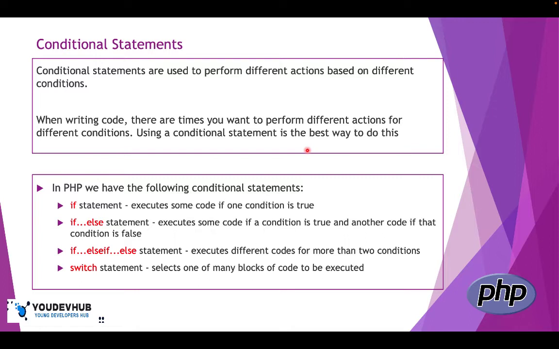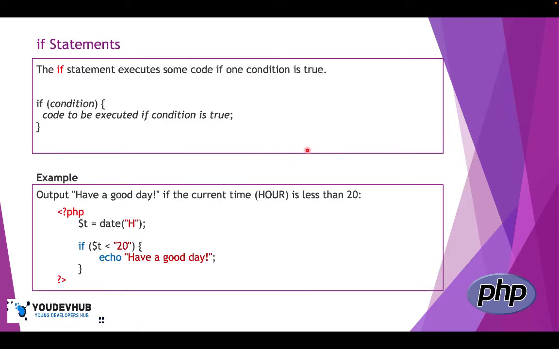In PHP, we have the following conditional statements. We have the if statement, the if-else statement, the if-else-if and else statement, and the switch statement. These four statements are the four basic conditional statements for PHP. The if statement executes some code if one condition is true.